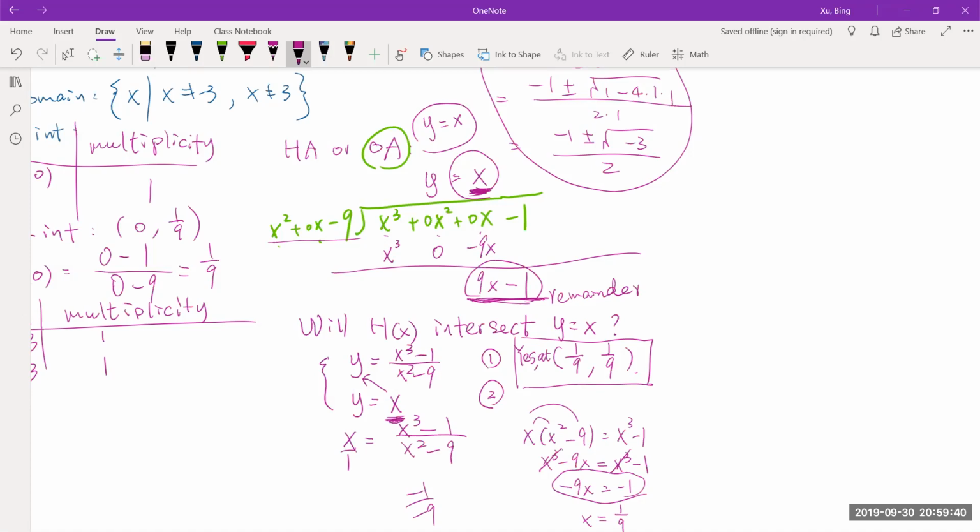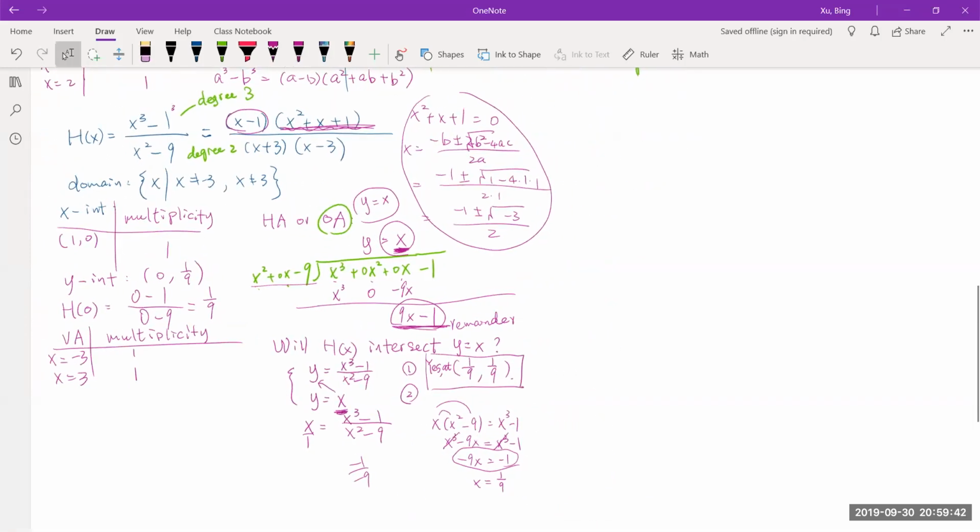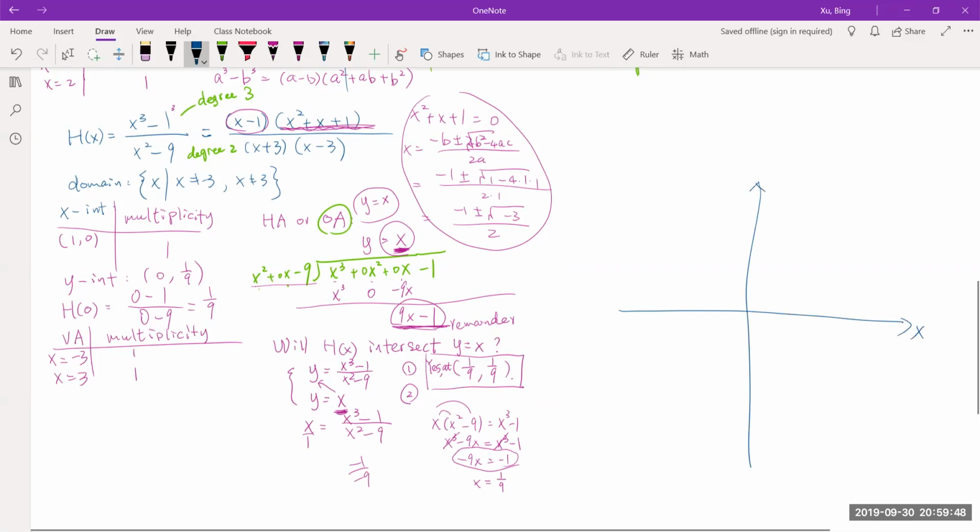Okay, it seems like we gathered enough information. Let's graph. So coordinate plane, x, y. I have one x-intercept, which is 1, 0, right here. And a y-intercept, 1 over 9, 0. Let me just roughly mark it here. This is 1 over 9 on y.